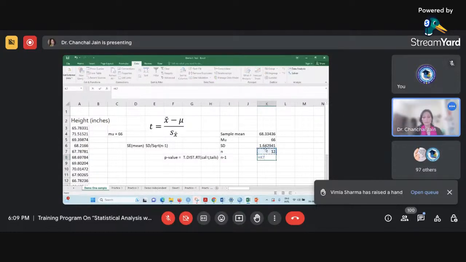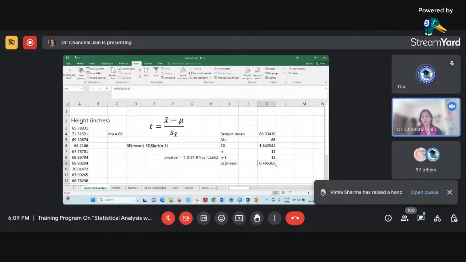Now coming to this, n is the total count, 12. We have 12, as seen previously. I need to calculate n minus 1, so n minus 1 would be 11. Coming here, writing the equal sign, using this standard deviation divided by SQRT, that is square root, then passing 11, closing the bracket, pressing enter. This is the standard error of mean.